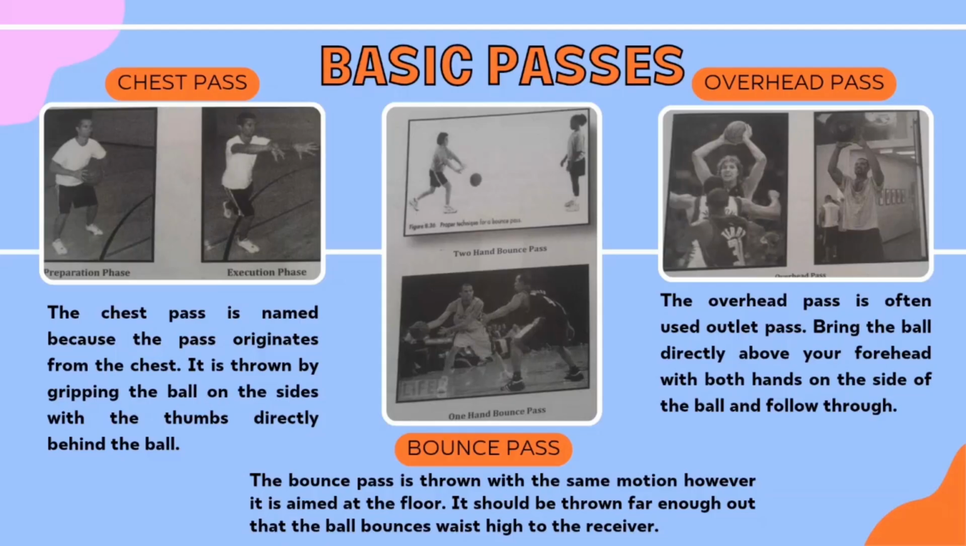And last is the overhead pass. The overhead pass is often used as an outlet pass. Bring the ball directly above your forehead with both hands on the side of the ball and follow through. So, ang overhead pass, dapat molapas jud sa imong ulo magpasa. Mao na siya ang example sa overhead pass.